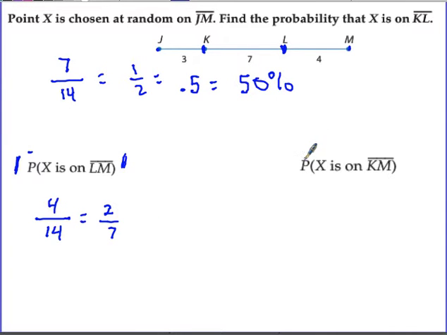And finally, we'll look at the probability that X is on KM. So this segment, KM, what's the total for KM? 11, and the total is still 14. That doesn't simplify, so we'd leave it just like it is. And that's all you have to do for this type of probability.